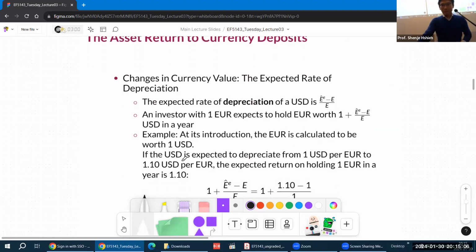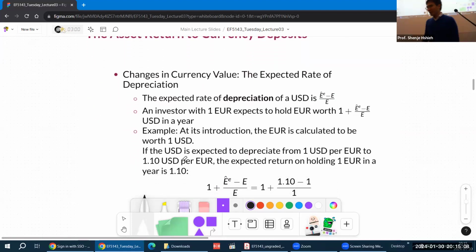Okay, so then we can talk about average returns on the foreign currencies. We can say the expected rate of depreciation for the home currency, if we're talking about E hat E minus E over E being positive, means the foreign currency is on average most likely going up. That's what the market thinks it's going to do.